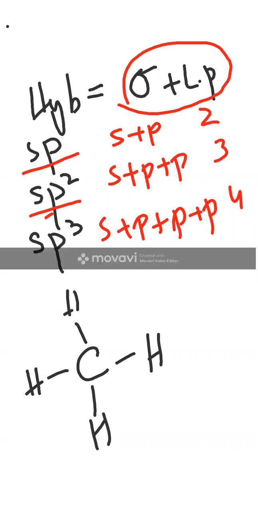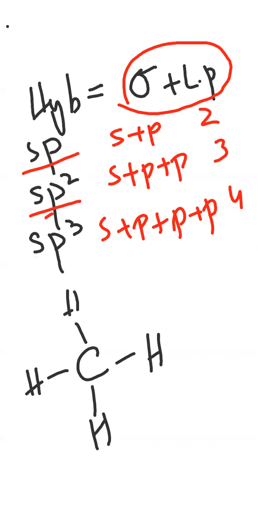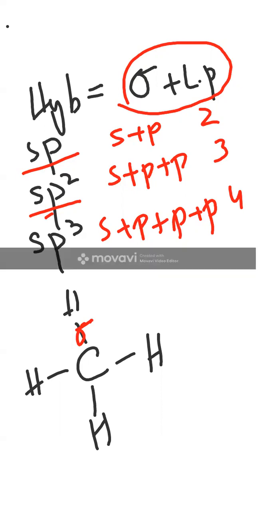Jitne sigma bonds honge, wahi hybridization number hoga. Because organic chemistry is based on the carbon, and carbon will be the central atom, and carbon will never have lone pair. Humne kabhi carbon mein lone pair nahi dekha. So hybridization is very easy in organic chemistry. See, every single bond is sigma, and every first bond is sigma. If there is a double or the triple bond, the first bond will be sigma, the head-to-head overlapping, and the other one will be the pi. 1 sigma, 2 sigma, 3 sigma, 4 sigma. sp3.